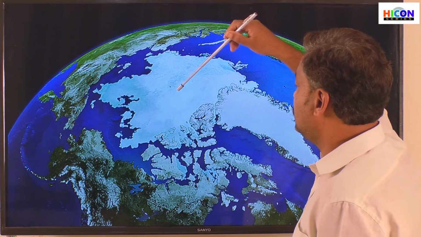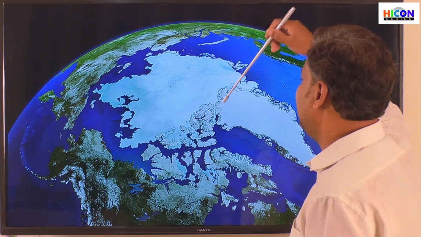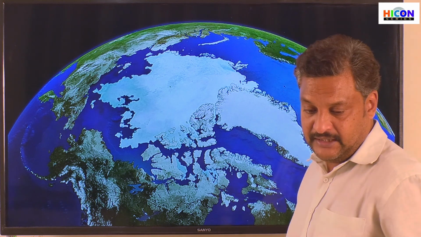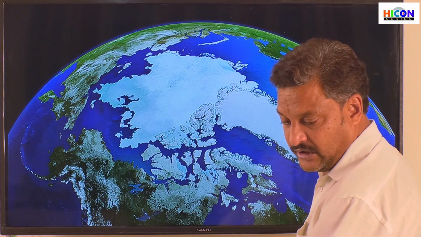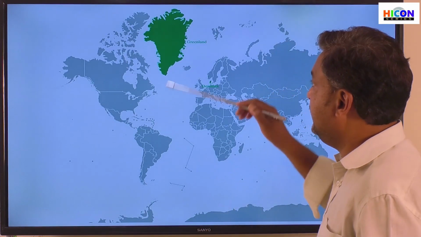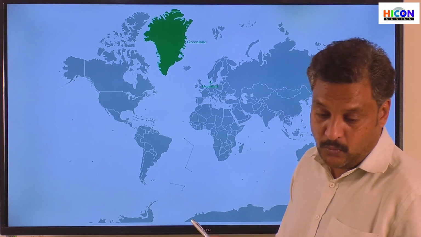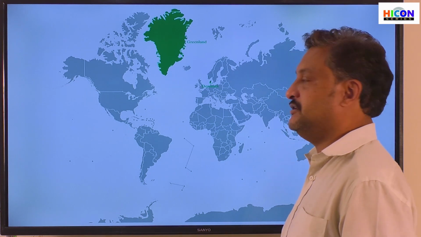Now, when we look from space, this is the North Pole, and this is Greenland. Okay, just like Antarctica, this is also a snow-covered region, right? So earlier, this island was named Greenland by a Viking explorer. His name is Erik the Red.